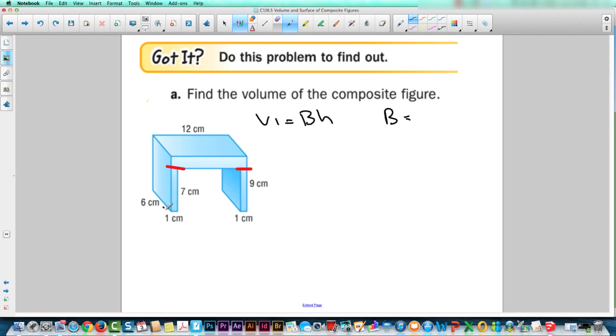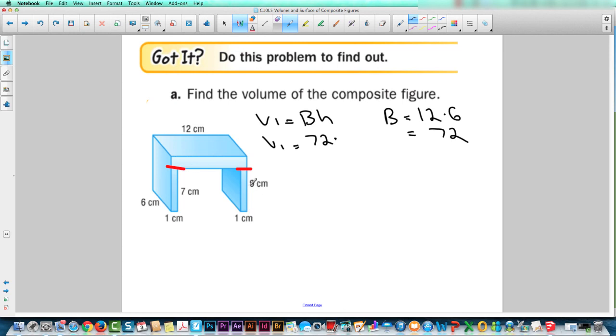I go down to the bottom over here, and I know that that edge is 6. So this edge must be 6, which means this edge must be 6. So I'm doing 12 times 6, which gives me 72. Now going back to V1, I replace B with 72, and now I have to multiply it by the height of this rectangular prism. The thing is, they don't tell you the distance from the red slice to the top of the table, but you can figure it out.